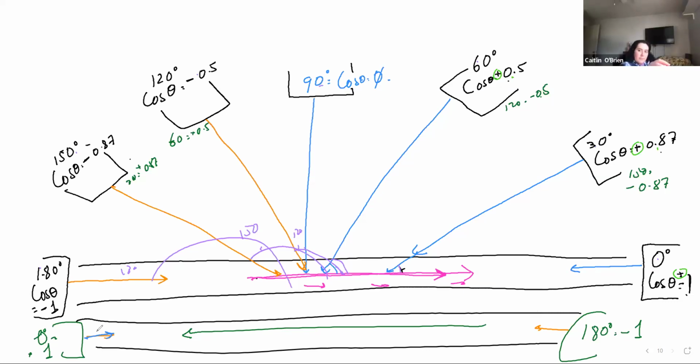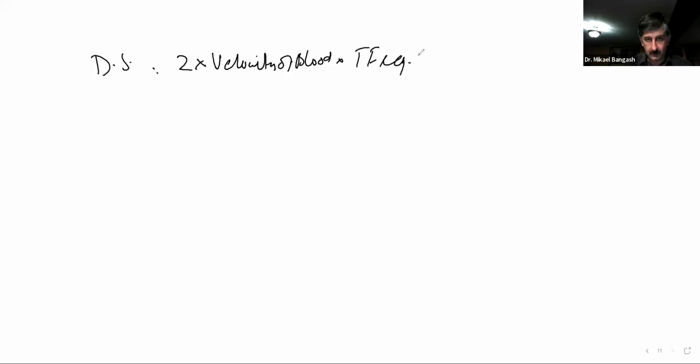Yes. Good. So based on our Doppler equation, now we can say: the Doppler shift is equal to 2 multiplied by the velocity of blood, multiplied by the transducer's frequency, multiplied by the cosine theta value.